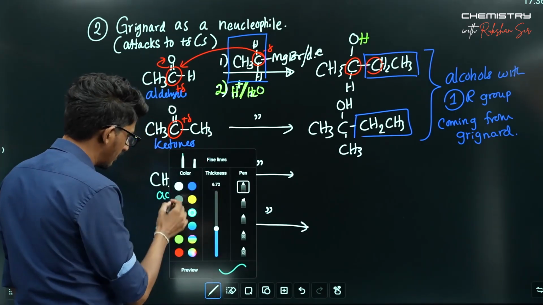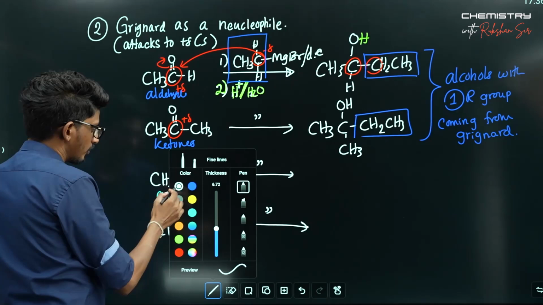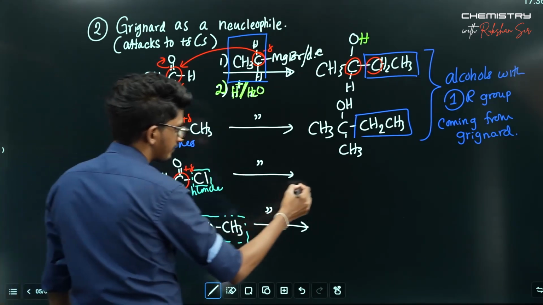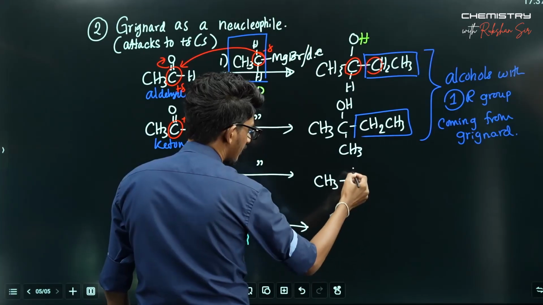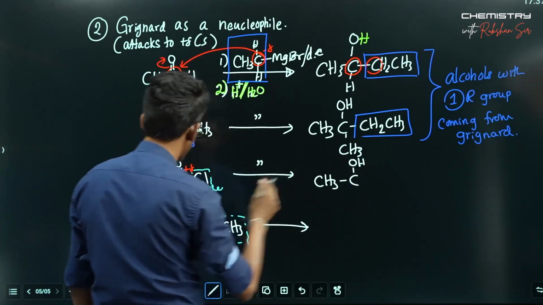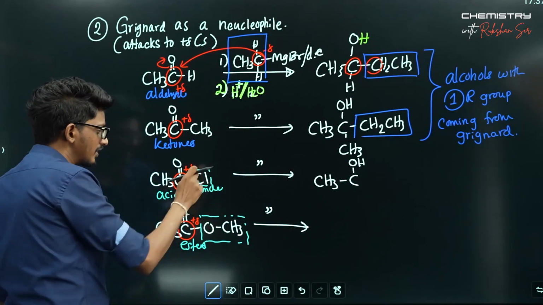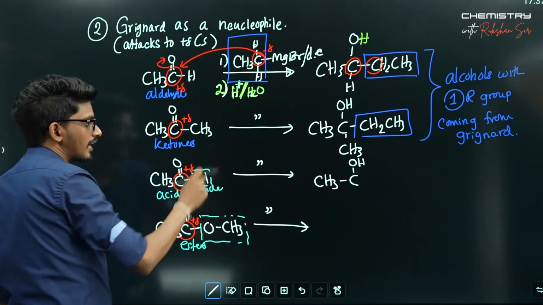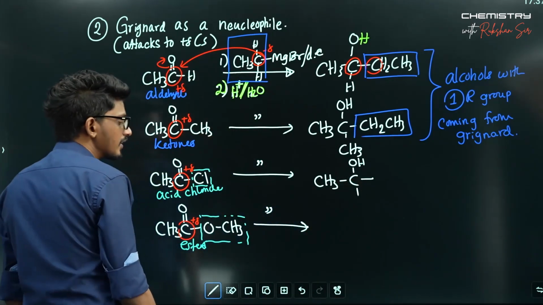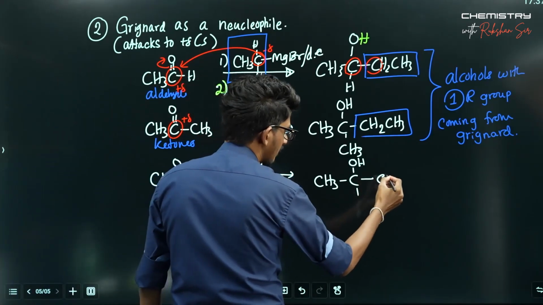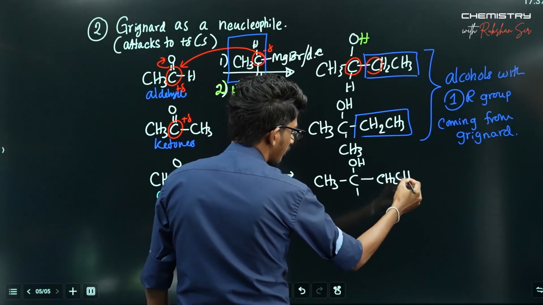Let's copy the compounds then. The compounds look like this. You have this CH3, and this section becomes the OH. To the other two bonds, the alkyl groups of the Grignard will be connected.